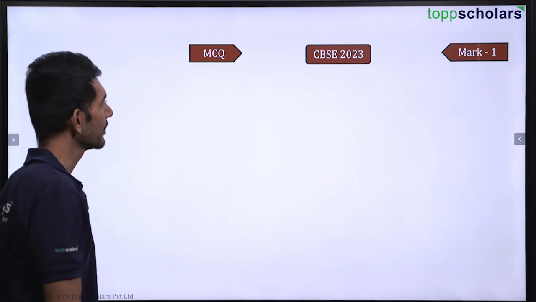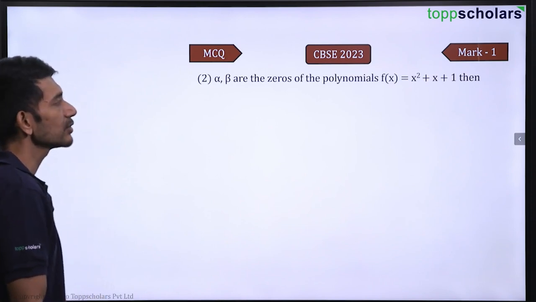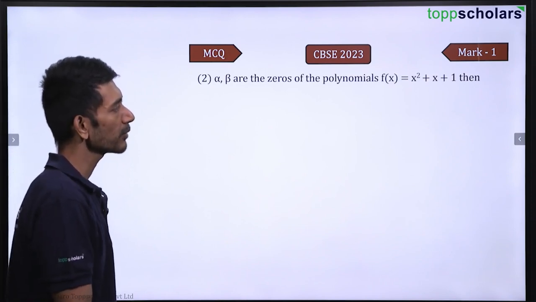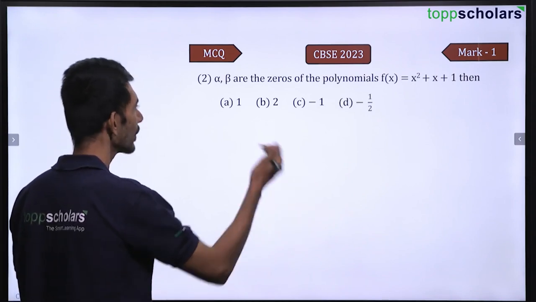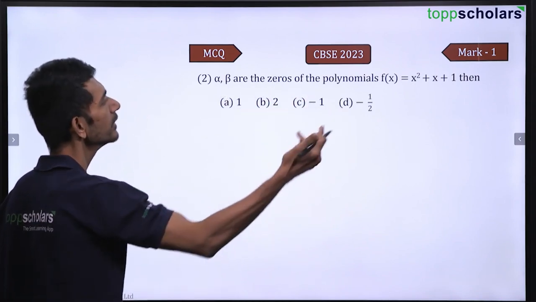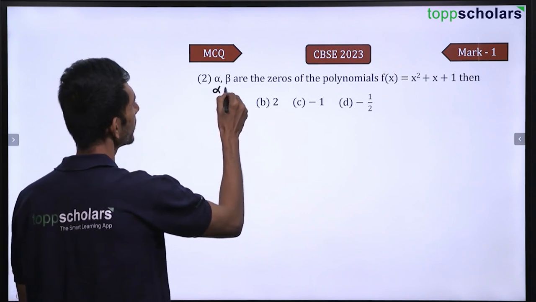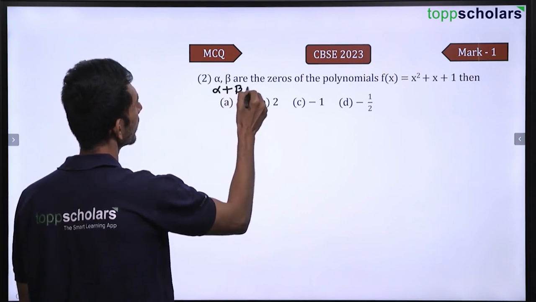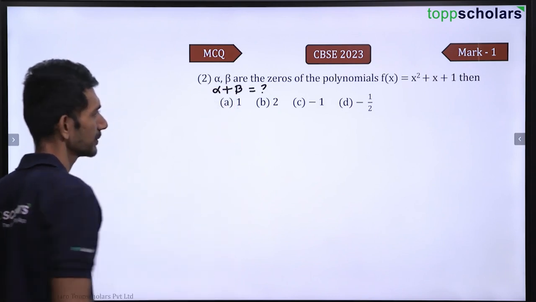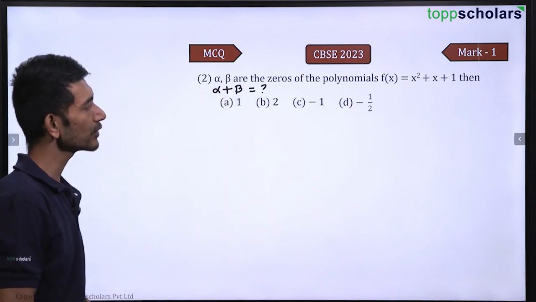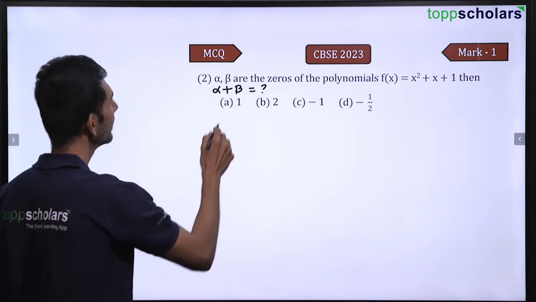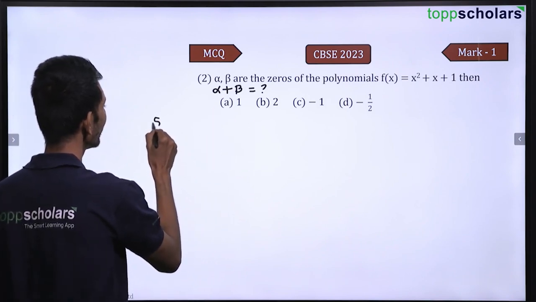The question says, alpha and beta are the zeros of the polynomial f(x) equals x square plus x plus 1. Then find alpha plus beta. Alpha plus beta is question mark. Right? We need to find something, right? So alpha and beta are the zeros of the quadratic polynomial x square plus x plus 1. Then what is alpha plus beta? Isn't this a simple question?